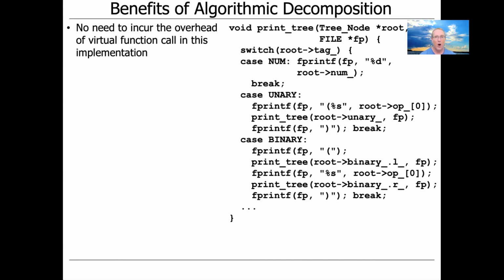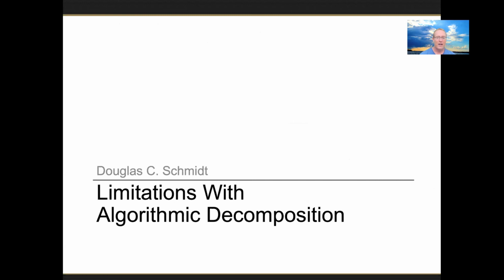Another nice thing, arguably, that you get that's a benefit of this approach is you don't need to incur the overhead of virtual function calls. Everything is done just by making function calls. There's no extra levels of indirection here. We're not going magically through a V pointer to a V table to find the virtual function, invoke that virtual function, do all the dispatching. We're just making good old function calls.